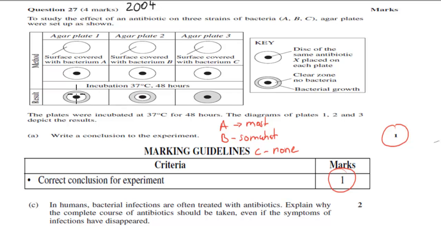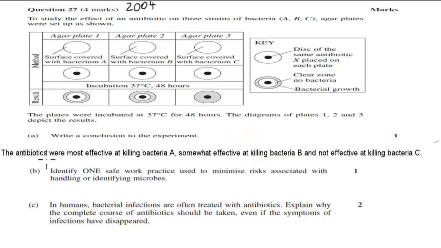So in this case, quite a bit of the bacteria A has died. A bit of the bacteria B has died, whereas none of the bacteria C have died. So the actual antibiotic is most effective for bacteria A, somewhat effective for bacteria B, and not effective at all for bacteria C. That was basically the conclusion. So what I wrote is the antibiotics were most effective at killing bacteria A, somewhat effective at killing bacteria B, not effective at killing bacteria C. And all I had to do is look at the actual table to get that outcome.